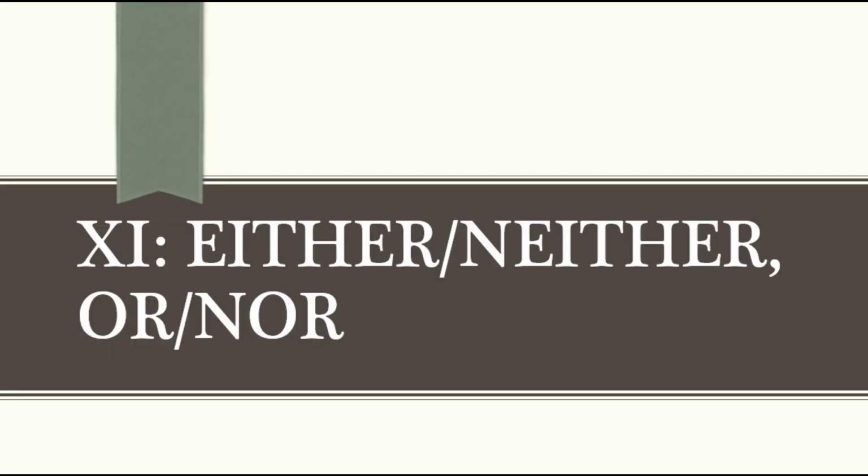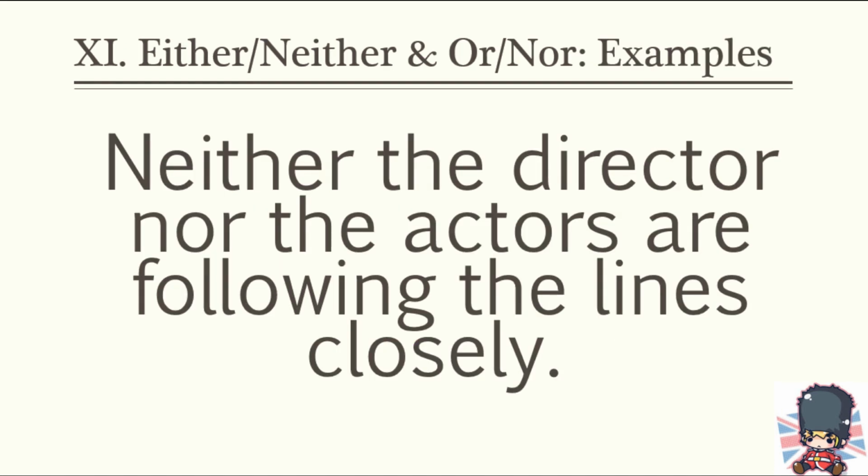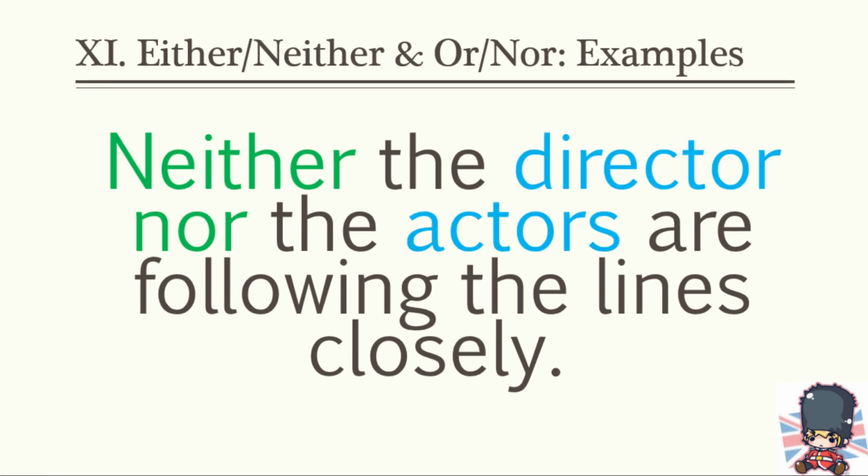Let's move to the next rule. Either, neither, and or, nor. If the subjects are connected by the words or, nor, neither...nor, either...or, use the verb form of the subject that is nearest to the verb. So let's have the first example. Neither the director nor the actors are following the lines closely. So, i-highlight ko na yung neither at yung nor. At ang subject mo dito ay director at actors.